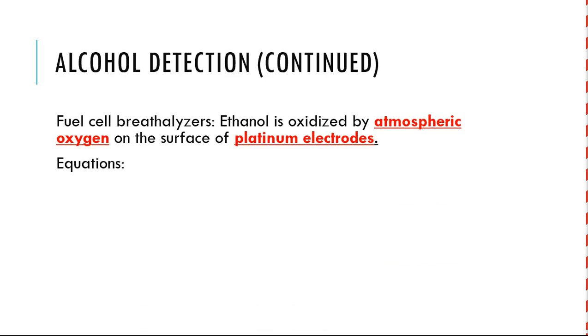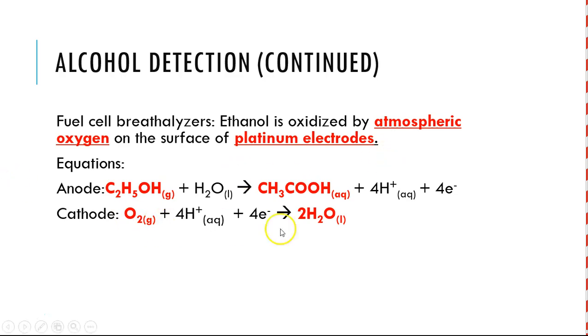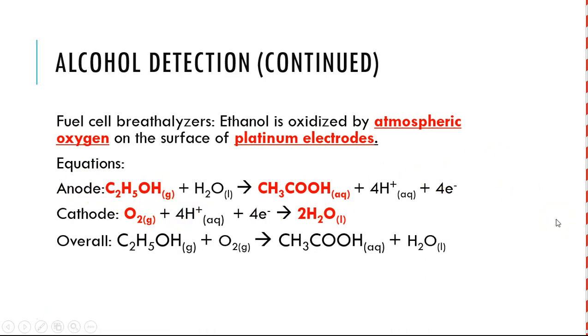All right, so fuel cell breathalyzers, same anode equation, but at the cathode, we're just reducing atmospheric oxygen. So the oxygen just produces water, and again, the rest of this you can come up with using the half reaction method. This is a much simpler overall equation because hydrogen ions and electrons just cancel out. So here is our overall equation. And again, you should be able to provide anode and cathode half reactions and the overall reaction.